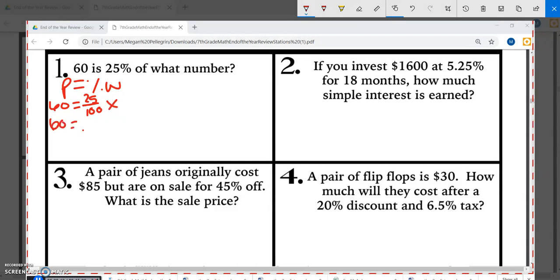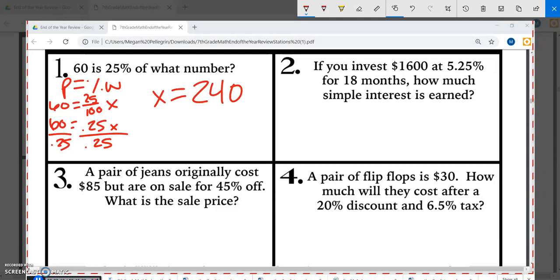So 60 is equal to 0.25 x, divide both sides by 0.25. Got the 0.25 by dividing 25 divided by 100. And so 60 divided by 0.25 gives me 240. So x is equal to 240.